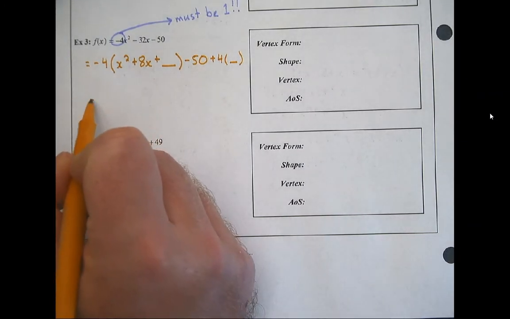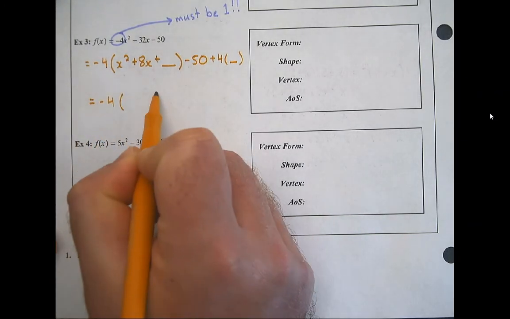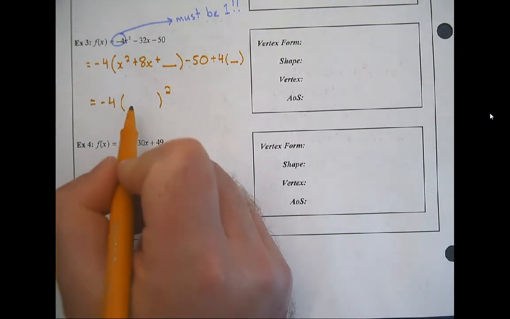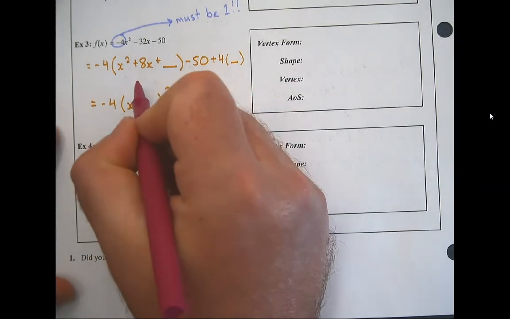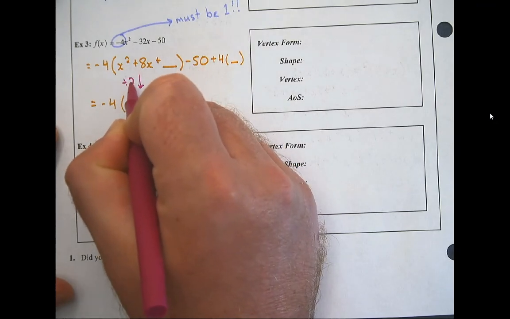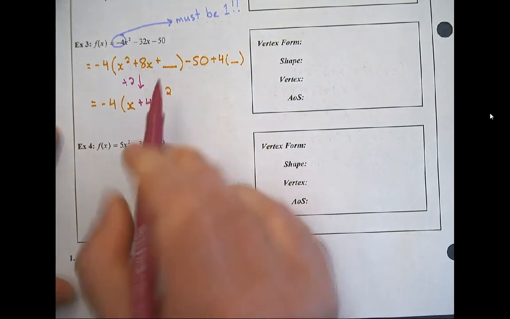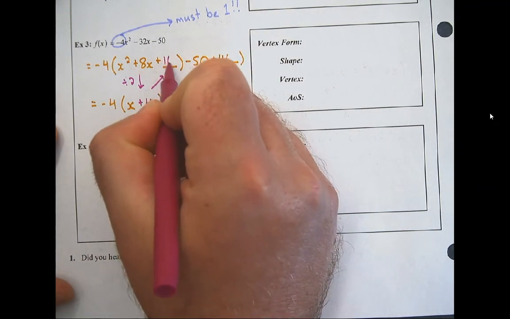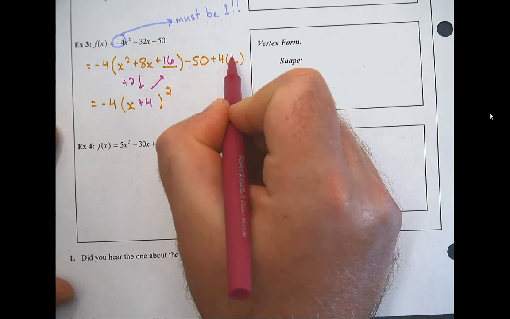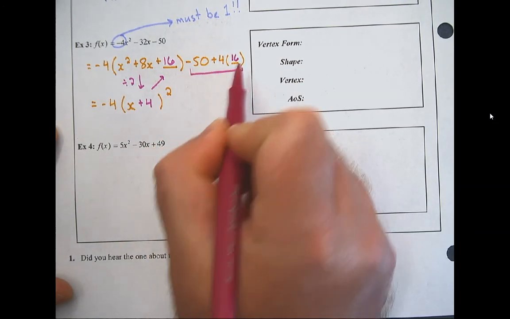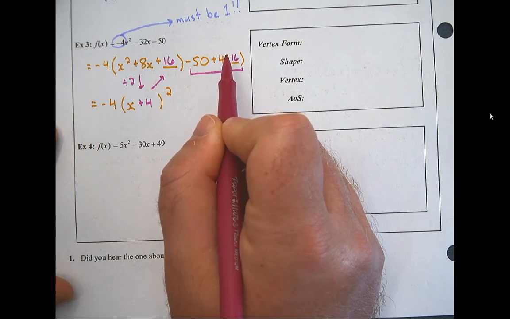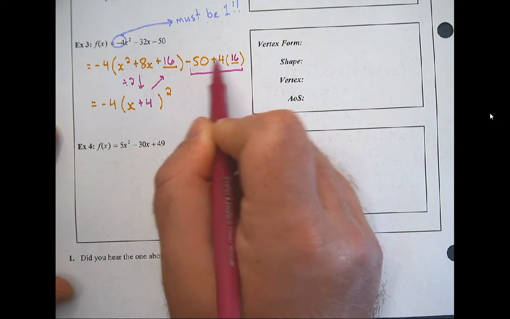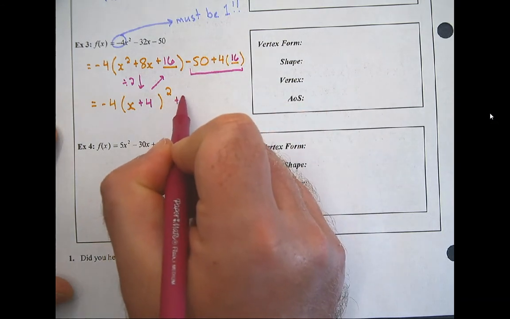All right, so now we can start the next level, negative 4, parentheses squared, with my x again. So now we can do exactly what we did before. I'm going to take this, divide it by 2, so that would be plus 4. I'm going to then square the 4. That's going to make that a 16. Since we put a 16 here, we're going to put a 16 here, and then minus 50 plus, what's that going to be, 40, 64. Minus 50 plus 64 is going to be plus 14.